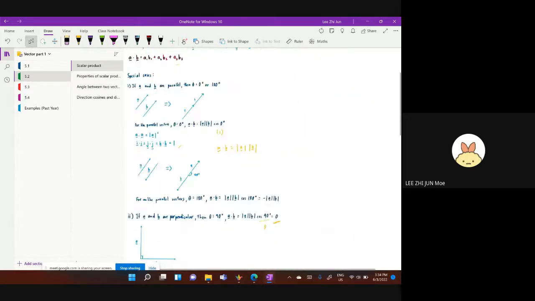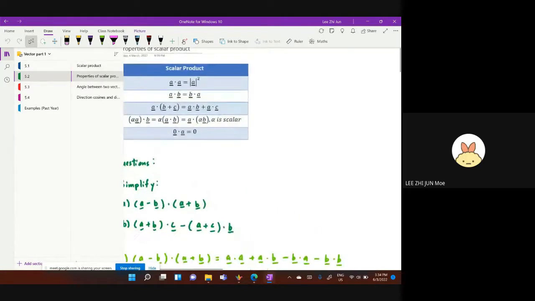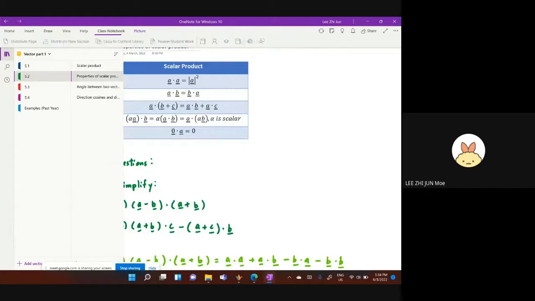Okay. So for the properties of scalar product, just now I said there are 6 properties. You just need to memorize them well. How to memorize them? You just do more exercise. As you know, practice makes perfect.